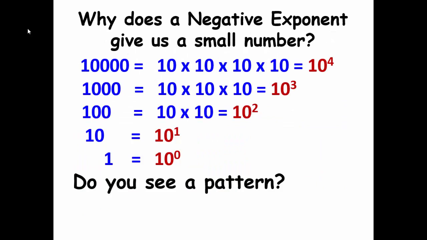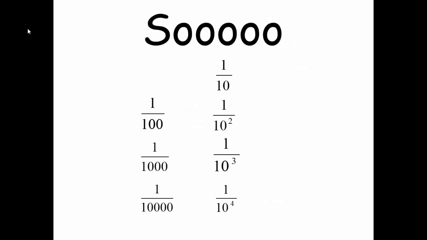And one thing we need to consider is, why does a negative exponent give us a small number? If you'll look, here is a pattern that is arriving. If we have 10 to the 4th, that is going to be 10,000, and 10 to the 3rd is 1,000, 10 to the 2nd is 100, 10 to the 1 is 10, and 10 to the 0 is 1. If we were to continue in the other direction, you will see that our numbers will get smaller. So, here we have 1/10, 1/100th, which is equal to 1 over 10 squared. 1 over 10 cubed is 1/1,000, and 1 over 10 to the 4th is 1/10,000.